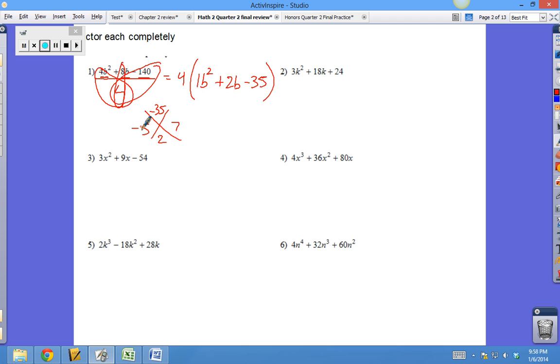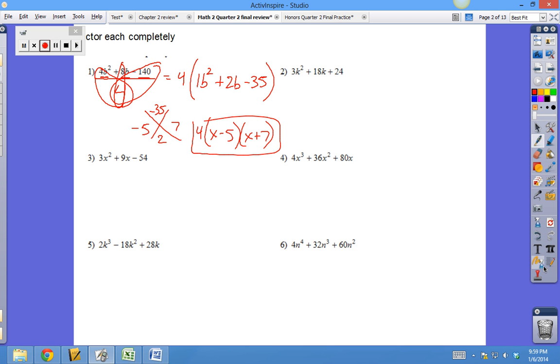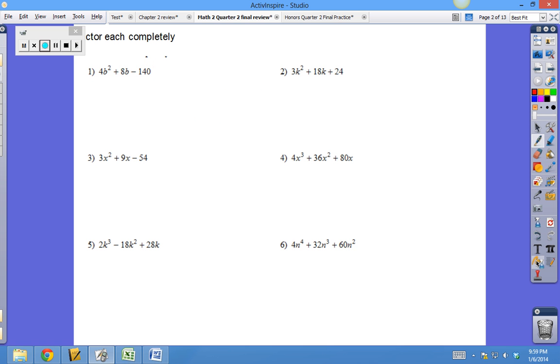So my final answer is going to be 4 times x minus 5. I guess they should be b's, but that's okay, I'm changing them to x's. x plus 7. This is it. Okay, let's look at another one. Let's look at number 4.